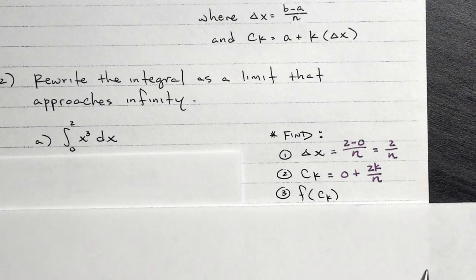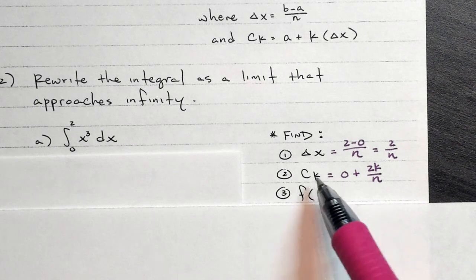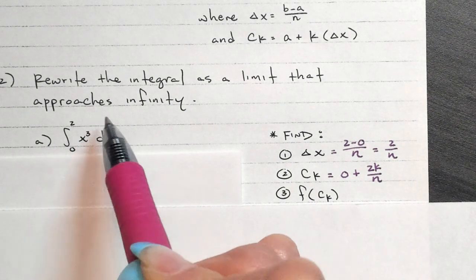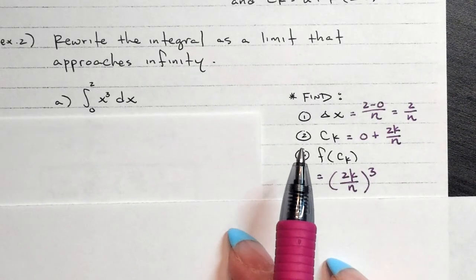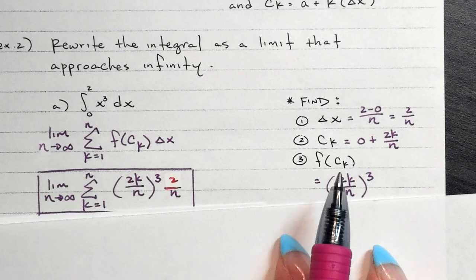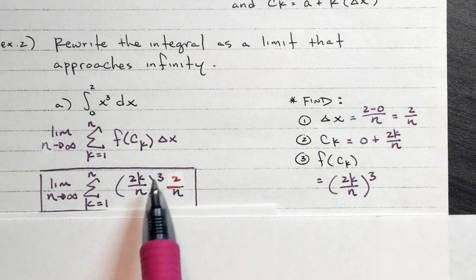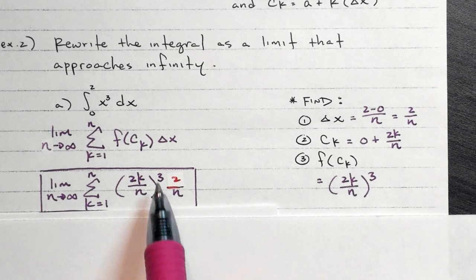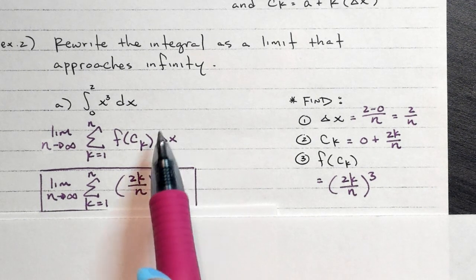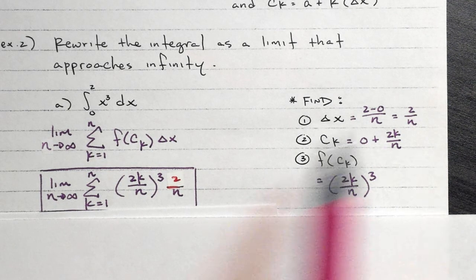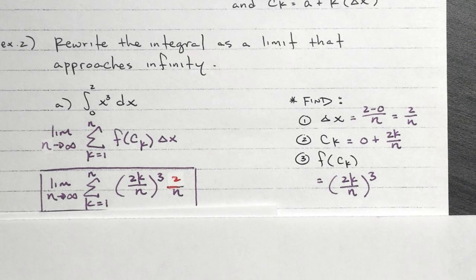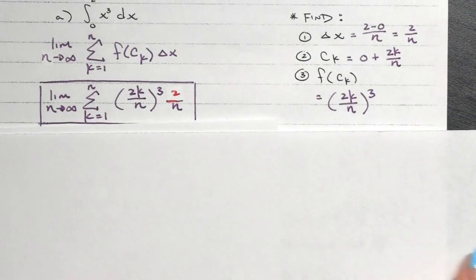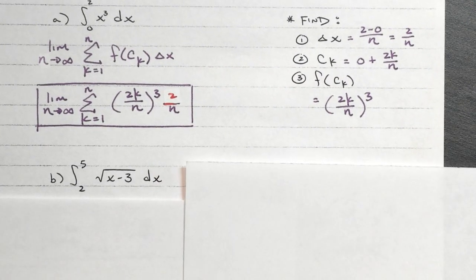And then the third part is just, okay, now plug it into the function. What's the function? It's something cubed. So you just do that cubed, and then you fill it in. So here is our function. And then your change in x, again, was 2 over n. So final answer.